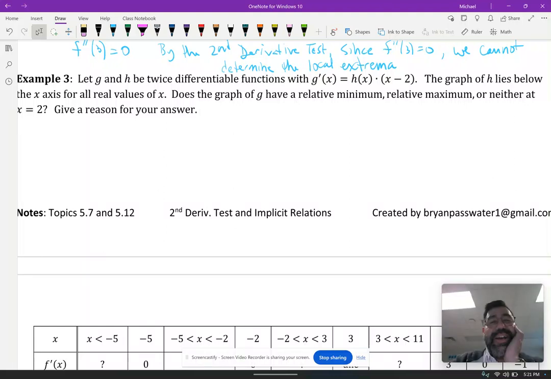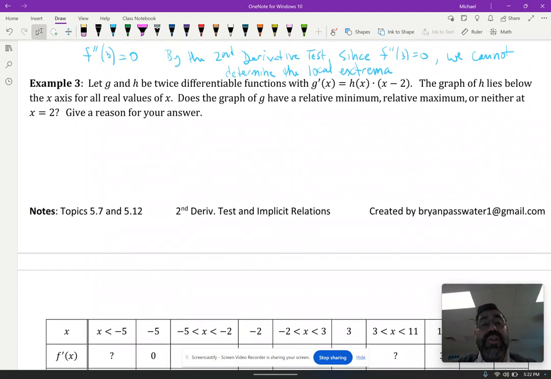All right, we are now in video 4 of the second derivative test. Let's read example 3 and see how we can use what we know for this situation. Let g and h be twice differentiable functions. So I can take the derivative of each of those functions twice and know that the derivative exists. With g prime of x equals h of x times x minus 2.